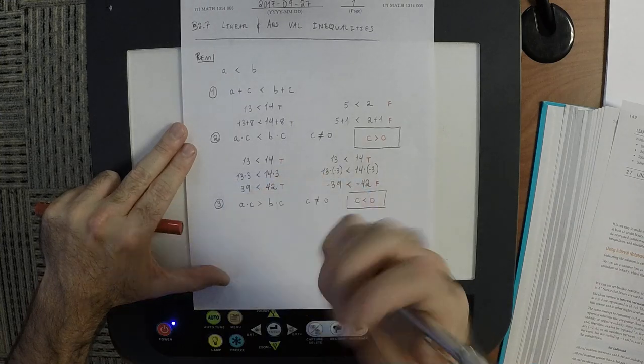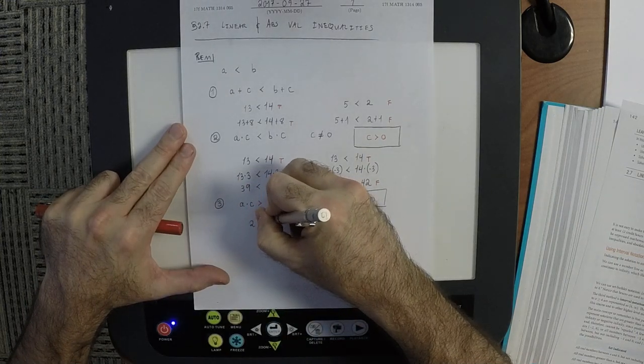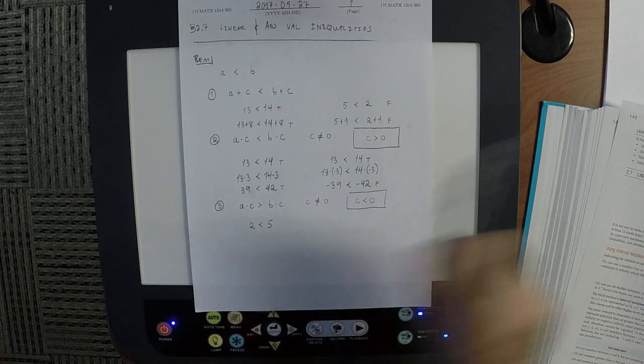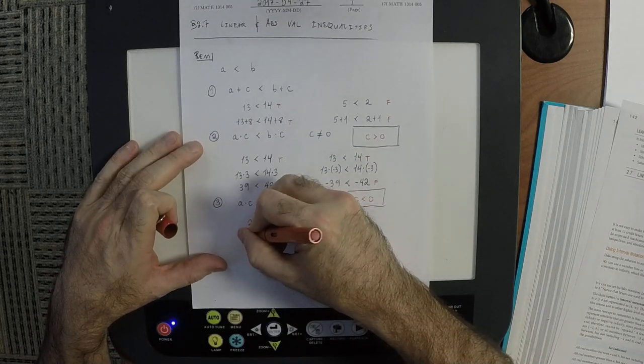So let me explain what I mean. If we take some inequality that's true, say 2 less than 5. This is true. So now let's multiply both sides by negative 8.